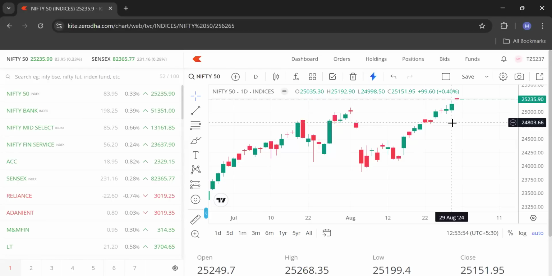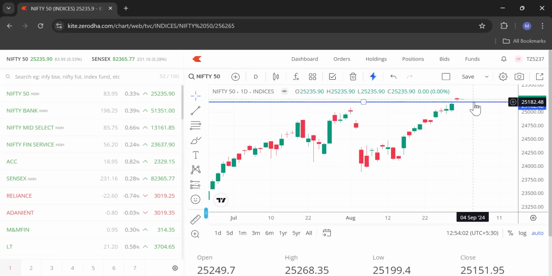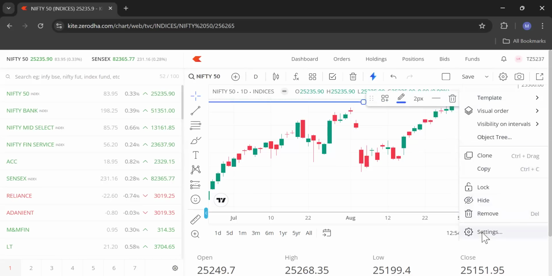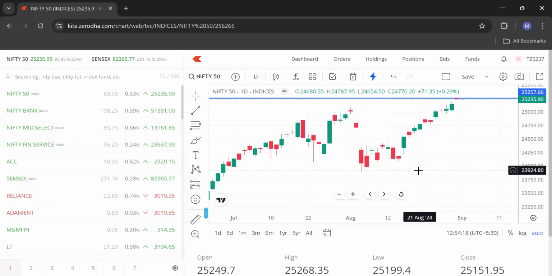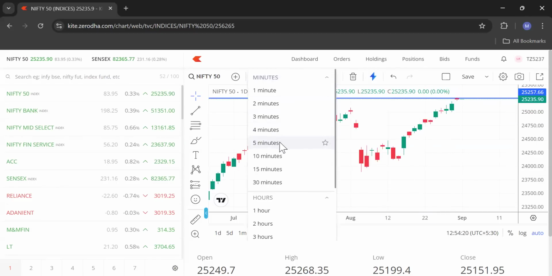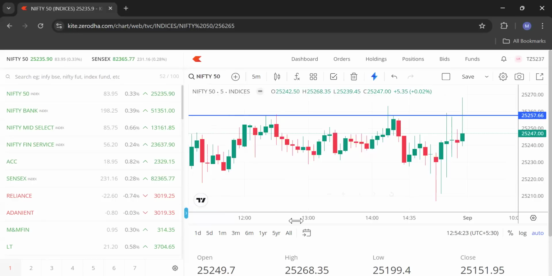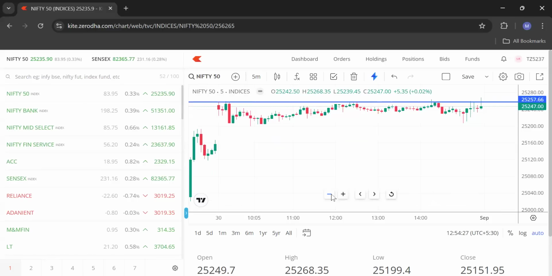25151.95, and it is 25257.66. Let me draw a level at 25257.66. Now see the beauty of maths, math magic. What has happened? The maths perfection, ultimate. See, it never ever broke, and that is why the market was range bound.